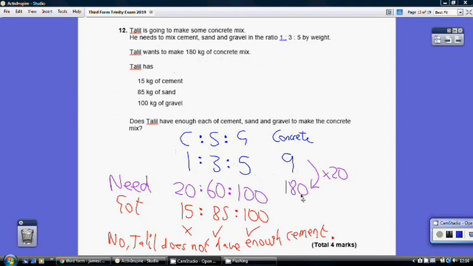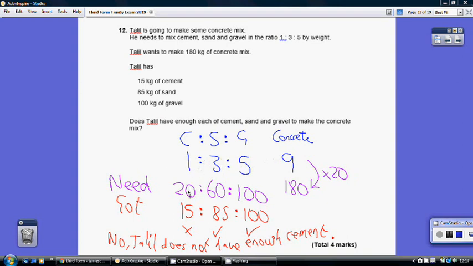Now we need to make 180 kilograms of concrete. So pop the 180 into the concrete column, and then you can see that that is 20 times our original ratio. 180 divided by 9 is 20. So in order to make 180 kilograms of concrete, we're going to need 20 lots of the cement, this sand and this gravel. So multiplying each of these by 20, how much we need of each of these 3.